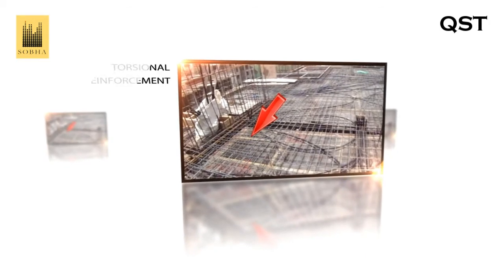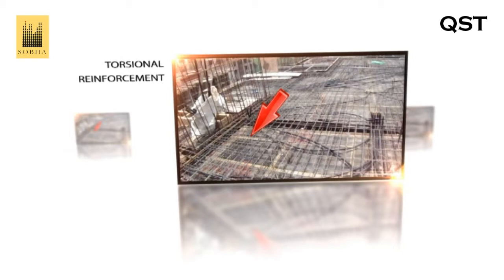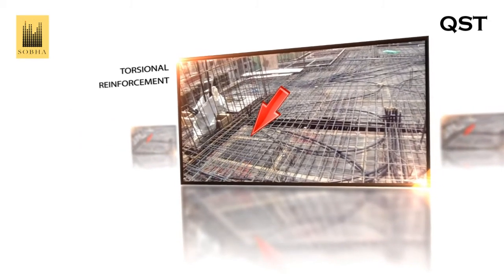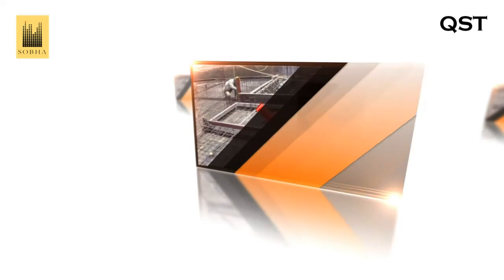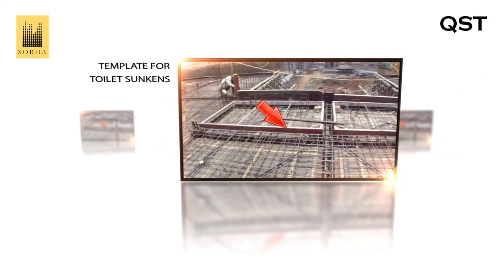Torsional reinforcement. As per Annexure D of IS 456, corners of slab are prevented from lifting. The torsion reinforcement shall be provided at any corner where the slab is simply supported on both the edges at the corners. The torsion reinforcement need to be provided only in framed construction where slabs are restrained by beams. This image shows the template fixed in toilet sunken portion.